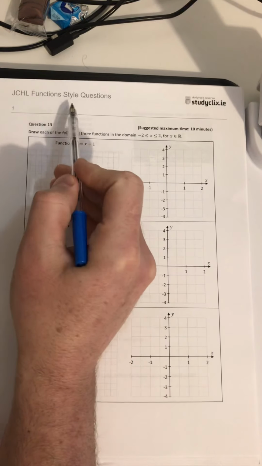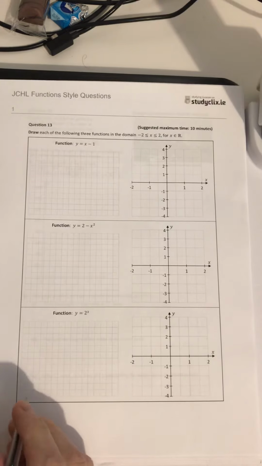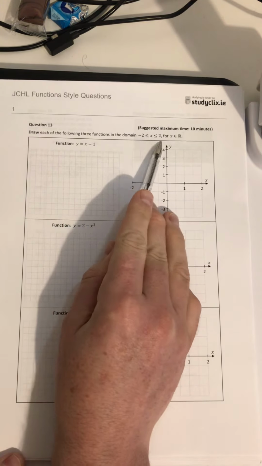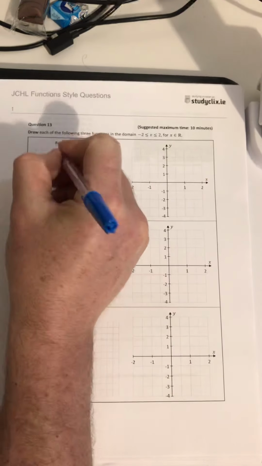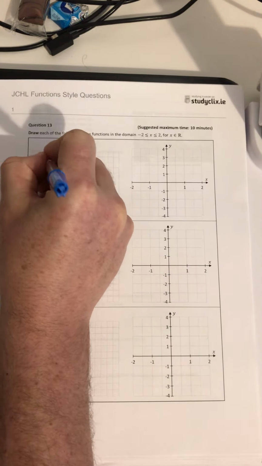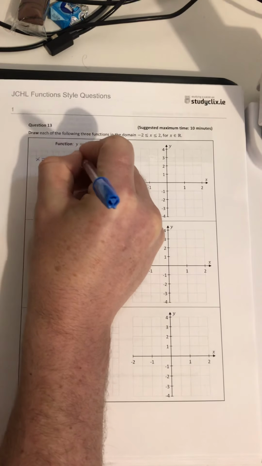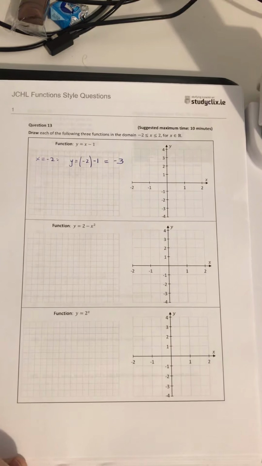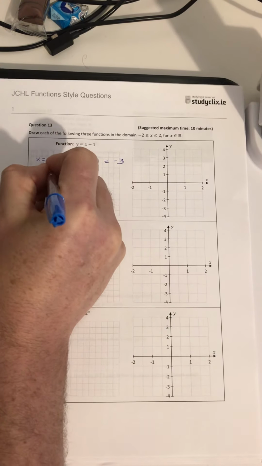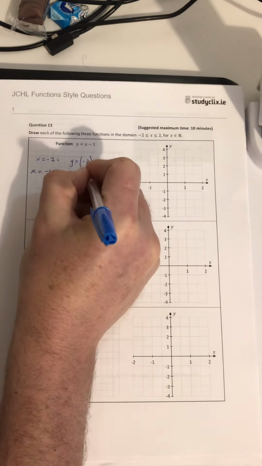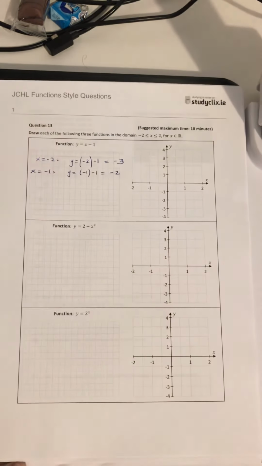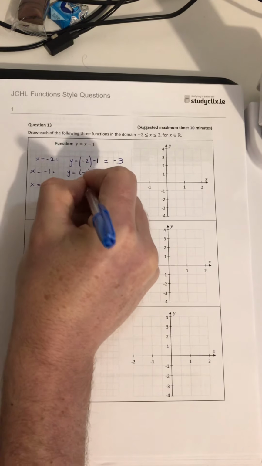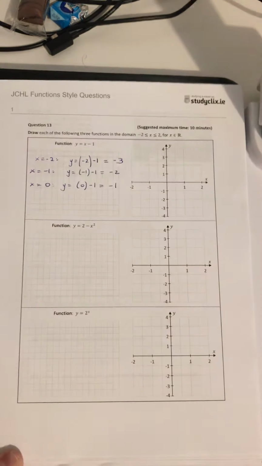So here we have the higher level function style questions, and we want to draw each of the following functions between -2 and 2. So if x equal to -2, y is equal to -2 minus 1, which is -3. If x is equal to -1, y is -1 minus 1, which is -2. If x equal to 0, y is equal to, in brackets, 0 minus 1, which is -1.